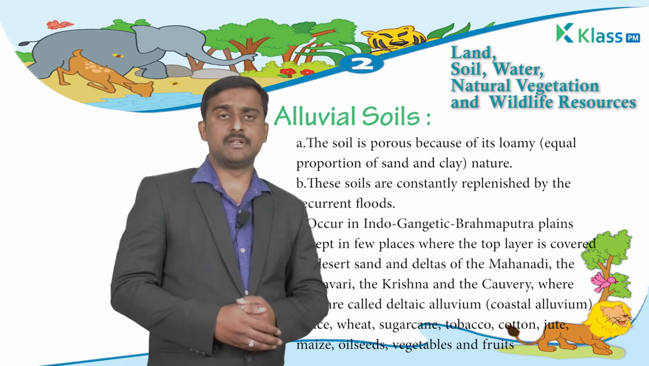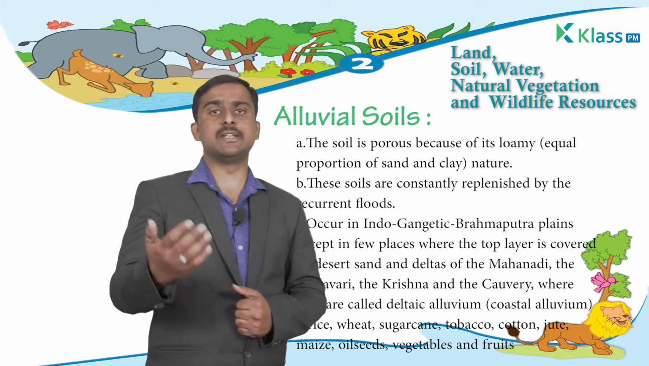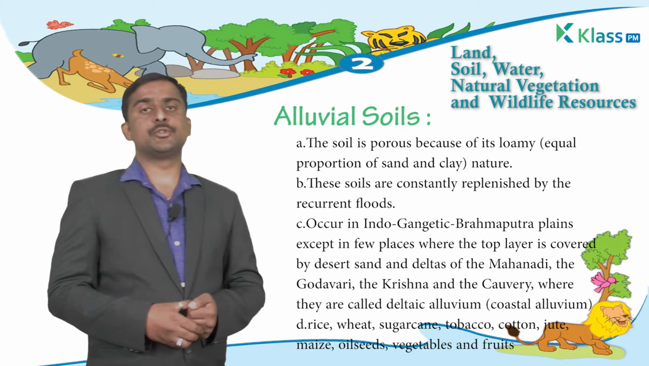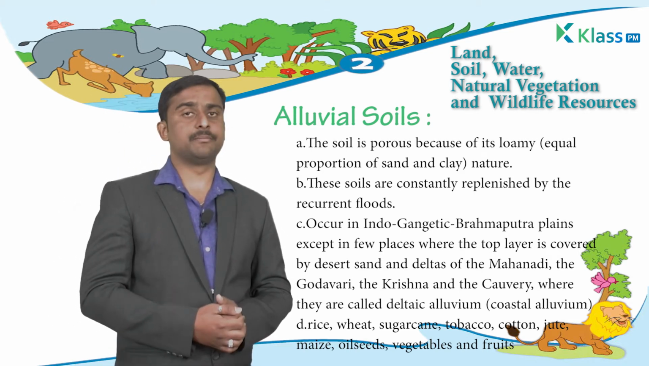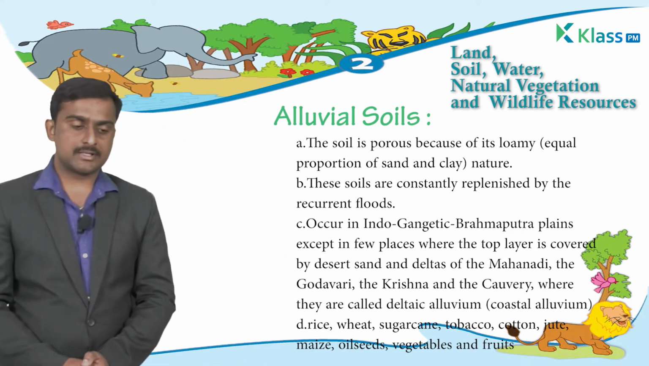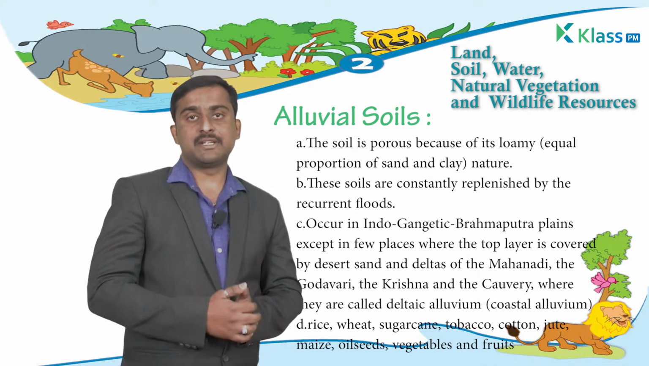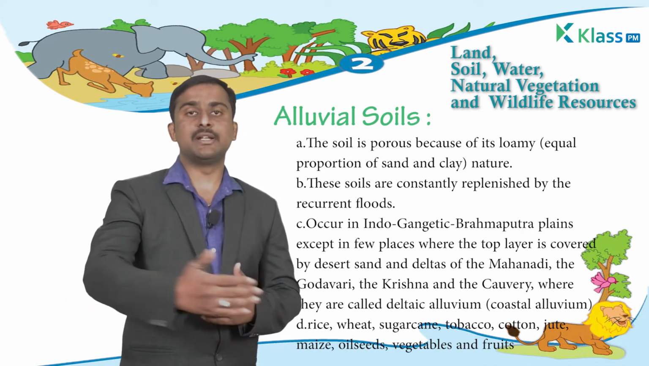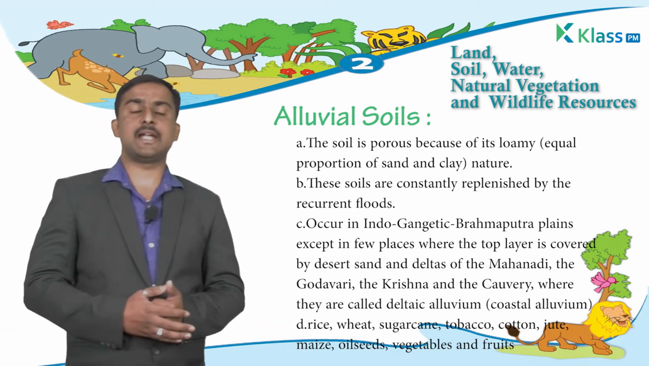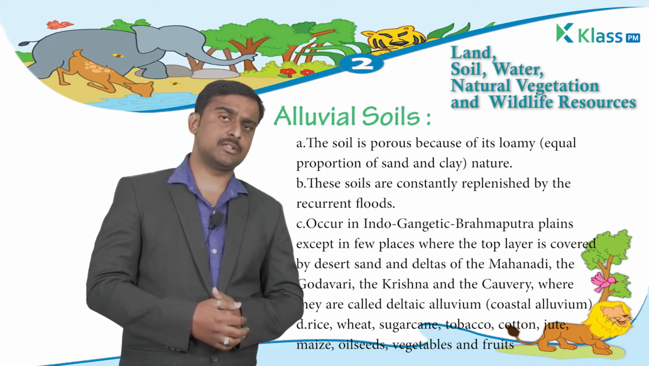Okay, sir, we discussed and came to know about alluvial soils and how they appear in general places on the earth. So, okay, sir, where did they originate from, and in which parts of India can we see alluvial soils? Okay, children, in the Indo-Gangetic Brahmaputra plains, most of the soil is alluvial soil. Okay, and only in Indo-Gangetic, sir?